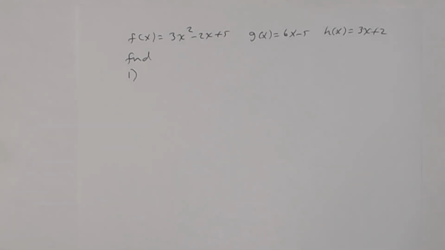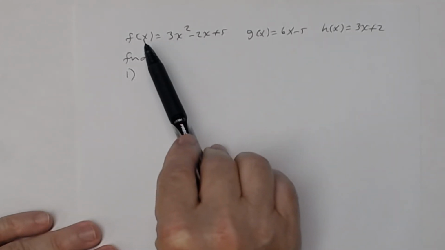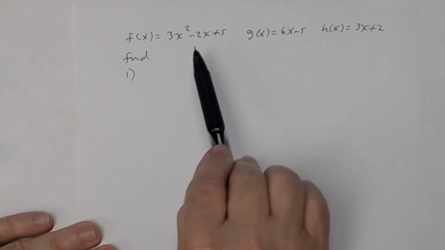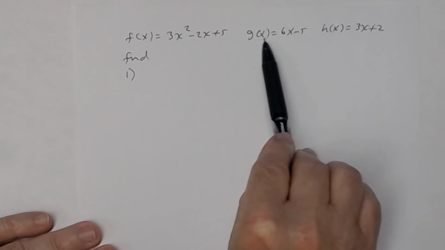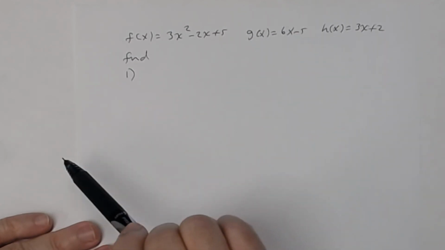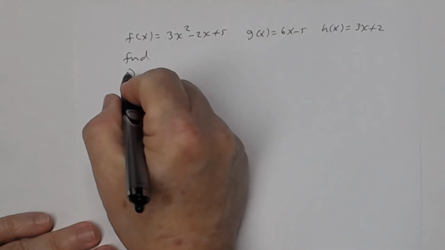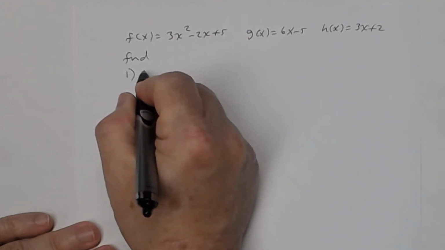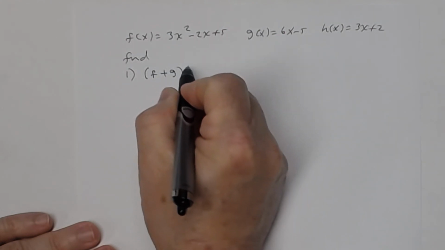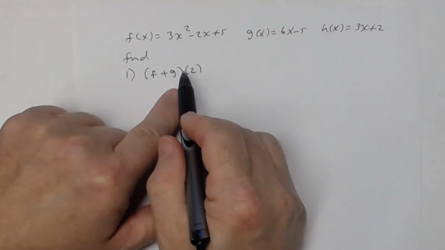All right, so in this problem, you have three different functions that you're dealing with. You have f of x, which is this quadratic function, equal to 3x squared minus 3x plus 5. g of x is this linear function, 6x minus 5, and h of x is this linear function, 3x plus 2. In the first one you want to find, now notice the notation looks like this, f plus g evaluated at 2. That's what that means. Be careful, this right here does not mean multiplication.